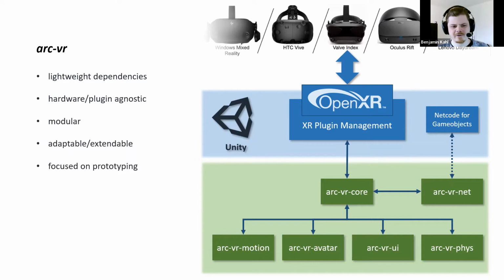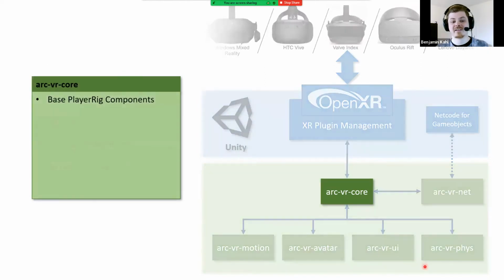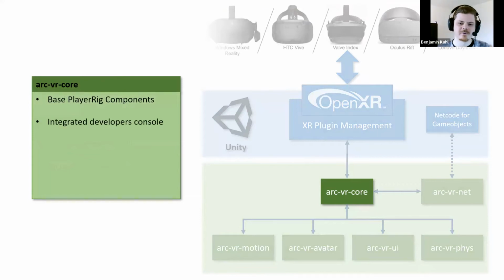Now I want to take a brief look into each of these packages and see what features and functionality they provide. We'll start with the core one. This comes with the essentials. You can create basic player rigs, that's VR setups that involve the head-mounted display and controllers. You can use the input of the controllers. There's also an integrated developer console. That's a useful tool for the developer or the experimenter to modify or change something in the project on the fly, last second, after it's already been built.